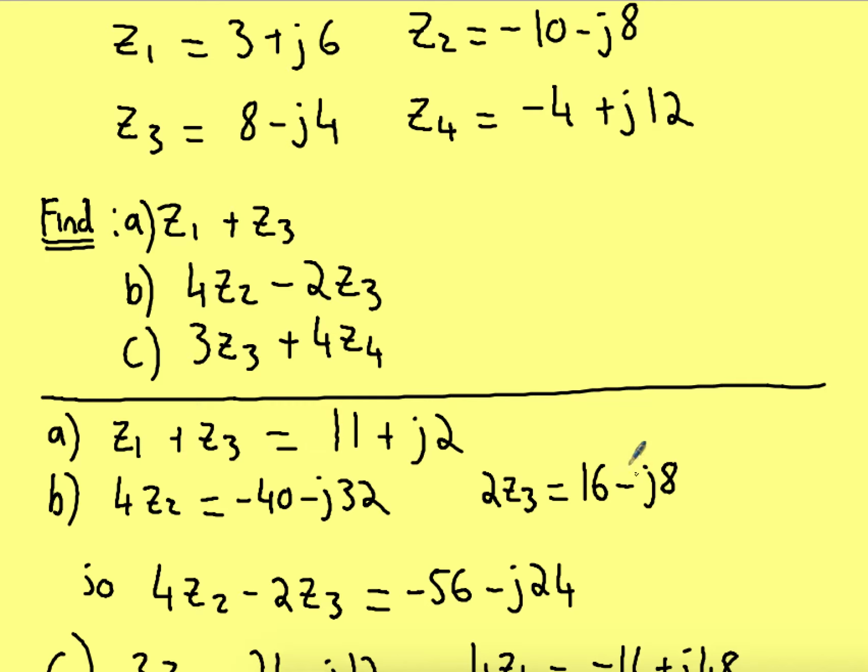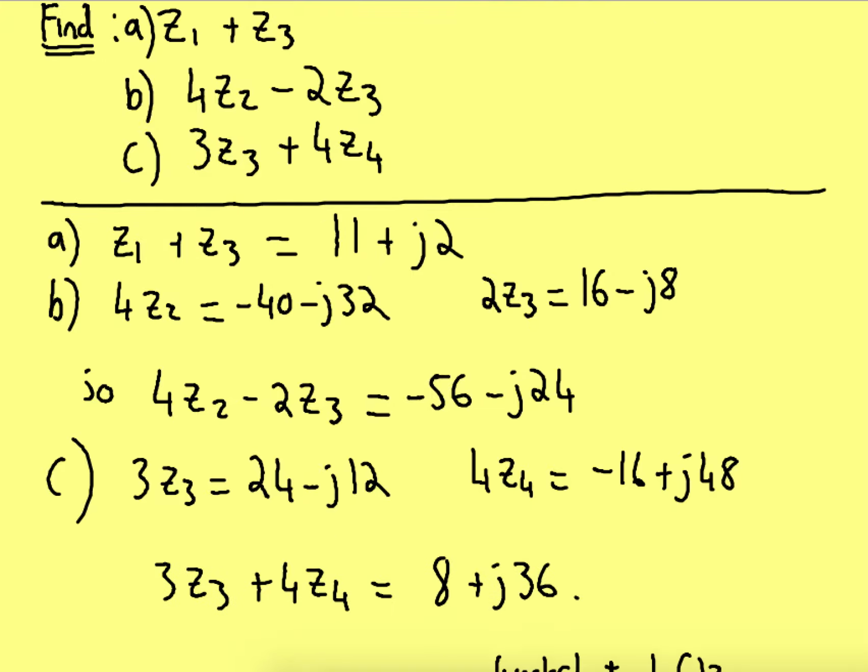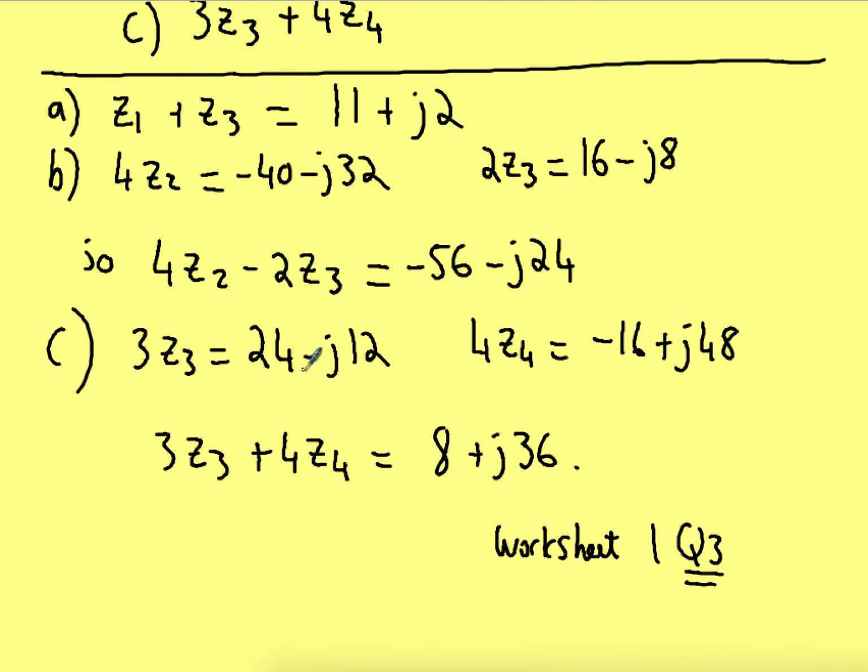Same with this one here. You multiply z3 by 3. You multiply z4 by 4. And then you add the two answers together. So there, I multiplied z3 by 3, multiplied z4 by 4, and I've just added the real parts, and then added the imaginary parts. Now if you look at worksheet 1, on complex numbers, question 3 is a whole lot of questions like that, but that should be stuff they've already done and we shouldn't have to look at in too much detail.